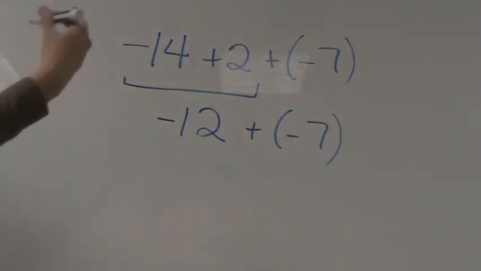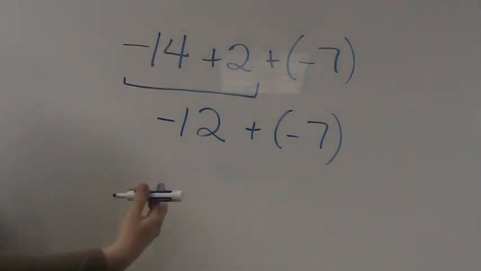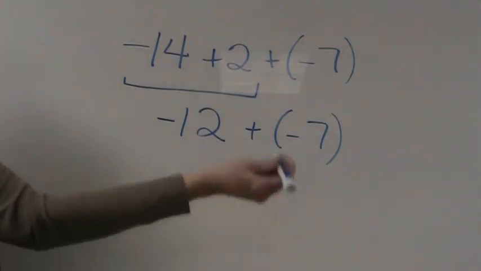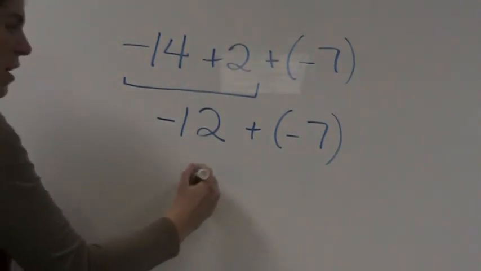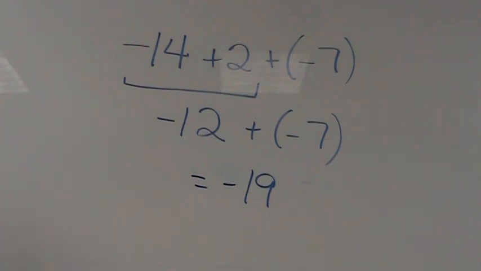So I have simplified my problem, and I'm working through it so I don't lose my place, so I keep track of everything along the way. And now I can think, okay, negative 12 plus a negative 7. Remember, I'm going to the left. I'm becoming more negative when I add a negative number here. So my answer in this case is negative 19.